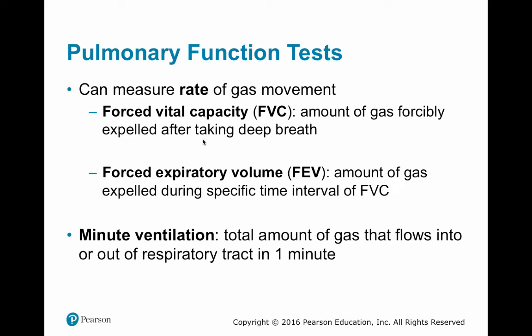You can measure the rate of gas movement by basically looking at forced vital capacity. So the amount of gas that's forcibly expelled after taking a deep breath. And if you remember forced expiratory volume, the amount of gas expelled during specific time intervals for this forced vital capacity. So you can measure the rate of gas movement, right? And they have what's known as minute ventilation, which is the total amount of gas that flows into and out of the respiratory tract in 1 minute, right?